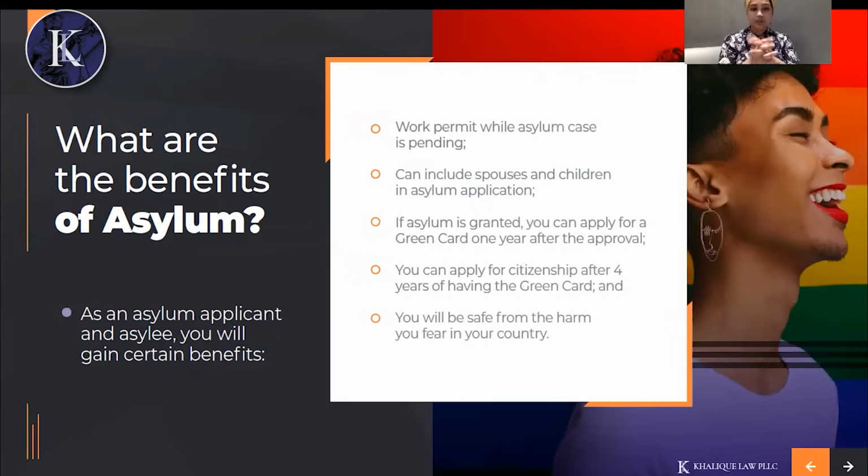And finally, and most importantly, one of the key benefits of getting asylum is that you will be safe from the harm that you fear in your home country. And essentially, this is the key point of getting asylum, right? So that your life is not in danger and you can stay here and be safe.